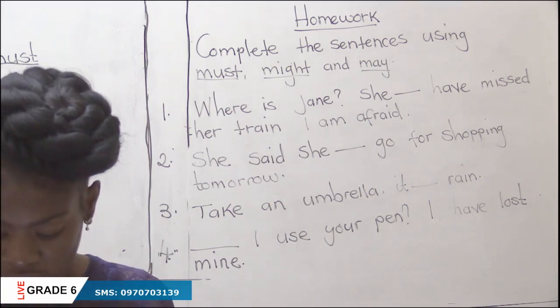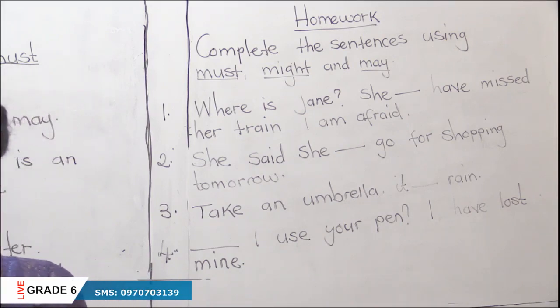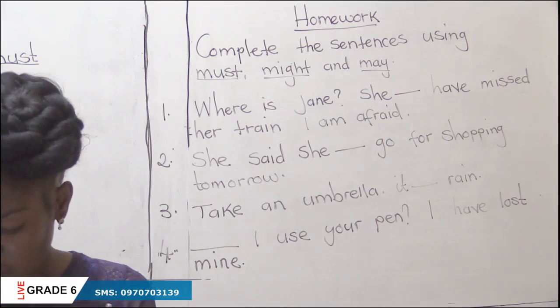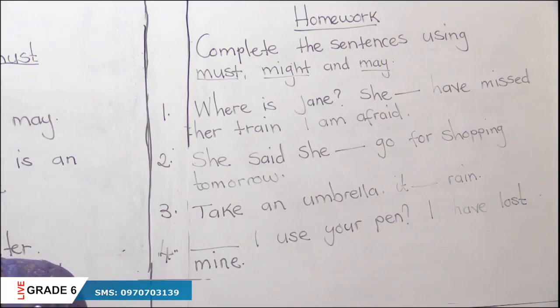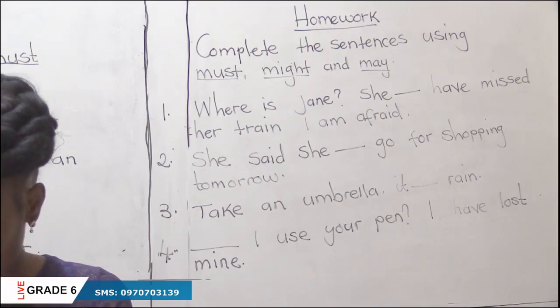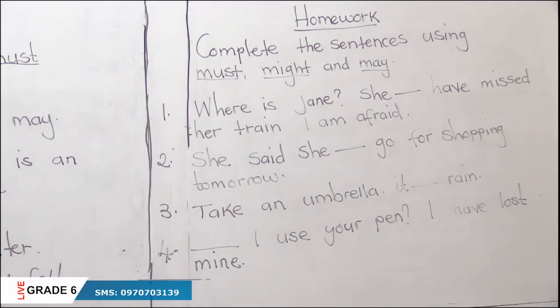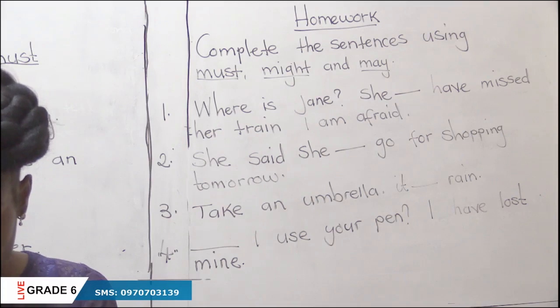Okay, it seems I've got a lot of answers here. We might fail again, said Sir. This is good. Where is Jane? She may have missed her train. Okay. I must go to school. Okay. It's good that you are participating. It shows that you have been following what I've been teaching.